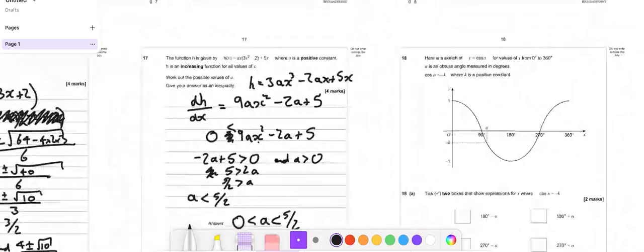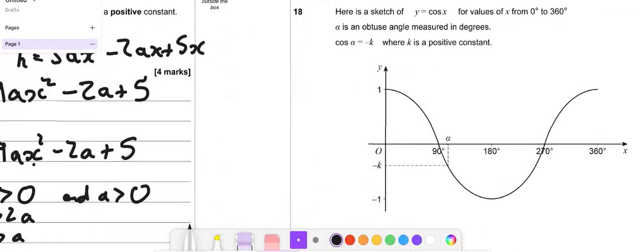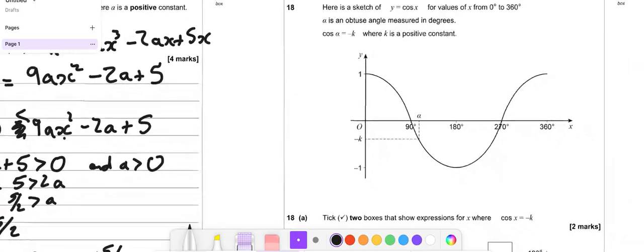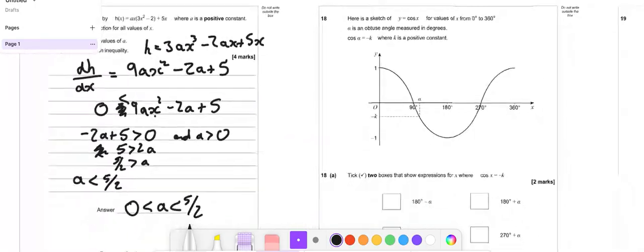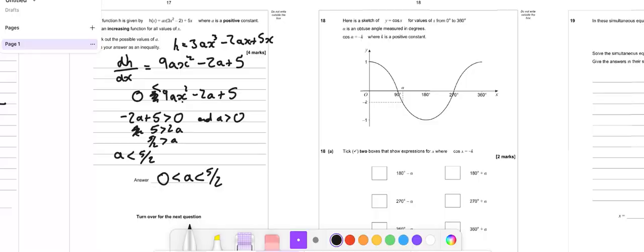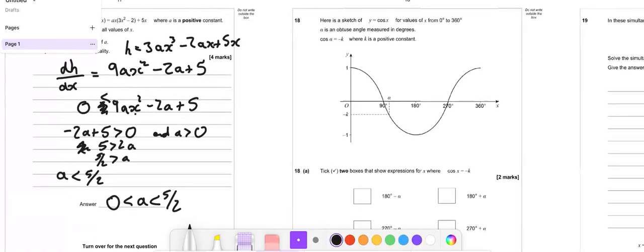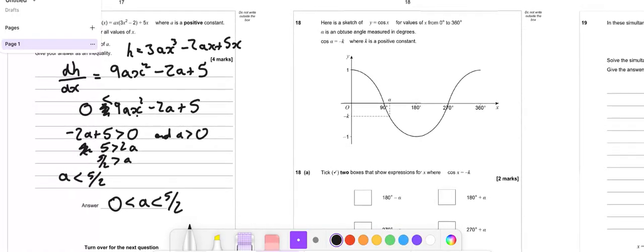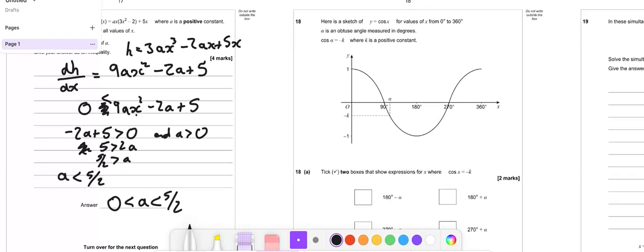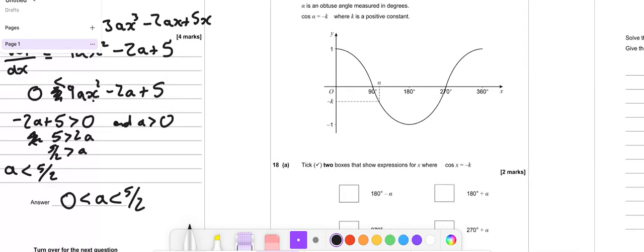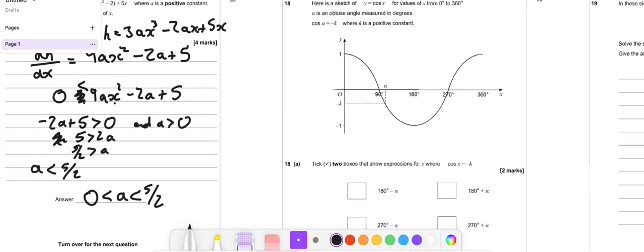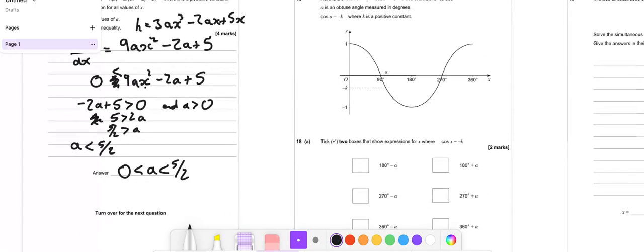Okay, question 18. Closing in. Okay, here's a sketch of cos x. A is an obtuse angle measured in degrees, where cos A equals minus k, as shown on the diagram. 2 boxes show expressions for values of x where cos x equals minus k. Tick 2 boxes.